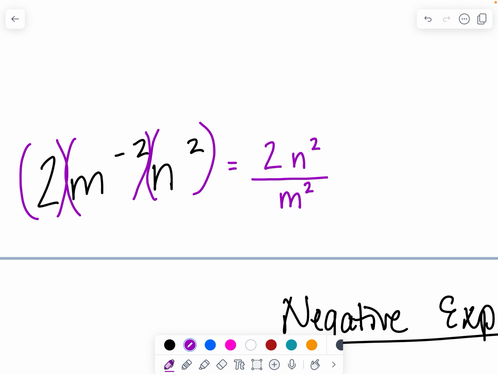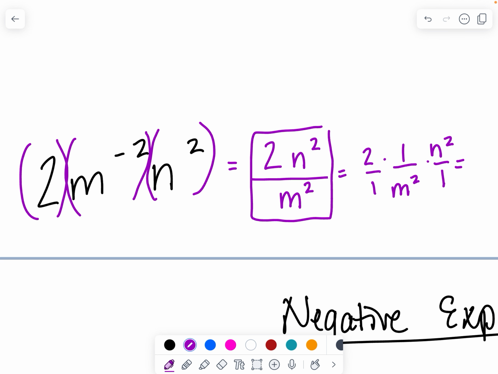Okay. If that felt fast for you, you can do it the slow way. You can do 2 times 1 over m squared times n squared. And turn them all into fractions and multiply it all together. That's fine too. This is your answer. Okay?